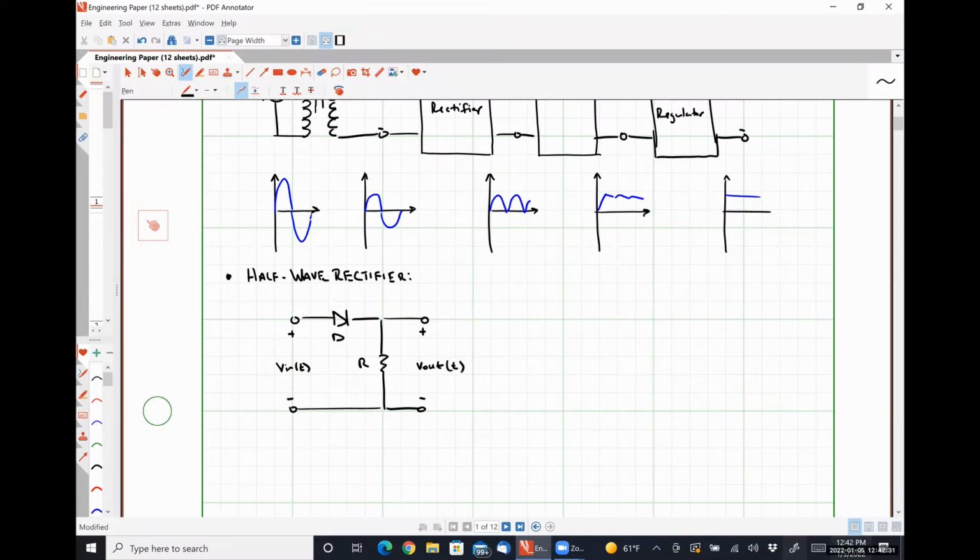And then over here on the right-hand side of the page, we'll look at our other half wave rectifier, which is nothing more than the exact same circuit, except the polarity of the diode has been swapped.